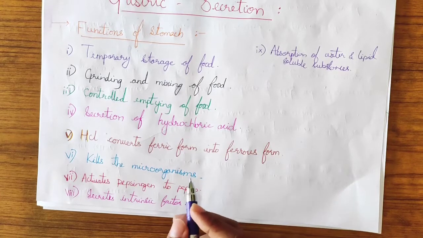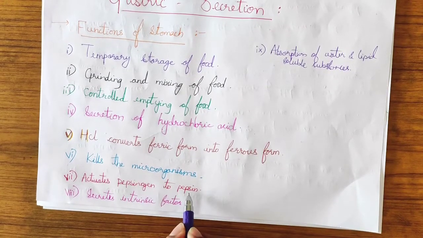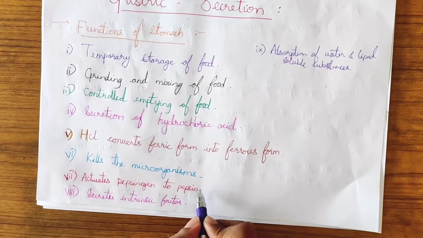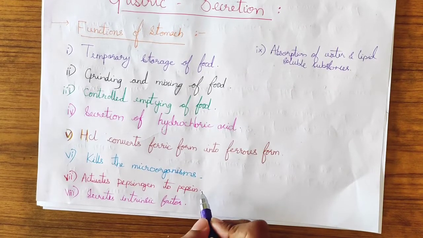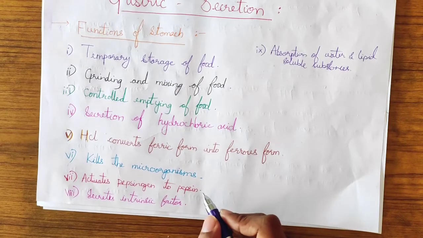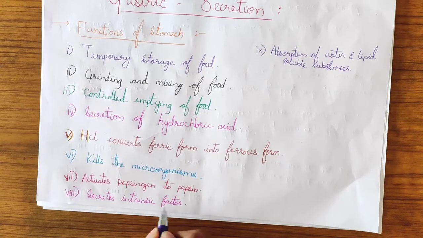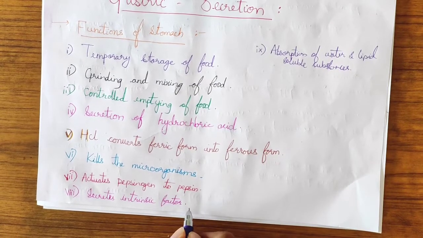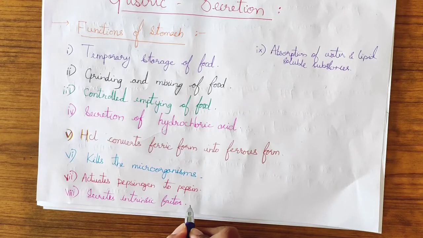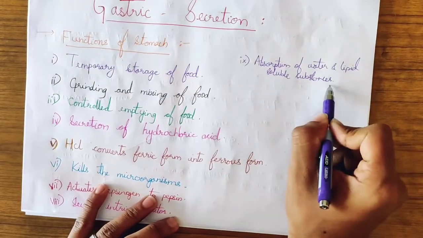This is due to the HCl secretion of the stomach. The next function is the activation of the pepsinogen to the pepsin. This is made possible due to the HCl secretion of the stomach, and this pepsin helps in the digestion of the proteins which are there in the stomach. The next one is it secretes intrinsic factor. This intrinsic factor helps in the absorption of the vitamin B12. The next one is the absorption of the water and lipid soluble substances.